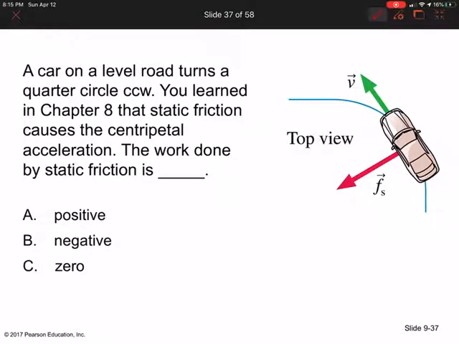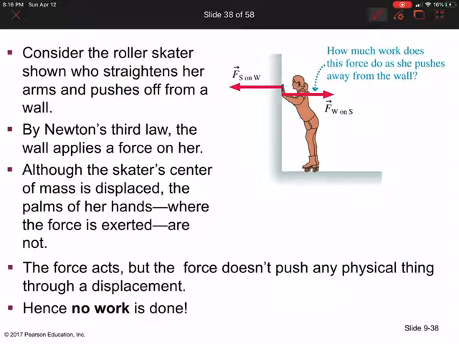So on this one, this is saying that a car on a level road turns a quarter circle counterclockwise. And this is saying something that you learned in chapter 8, which we didn't do. So this is talking about the static friction causes the centripetal acceleration. So the work done by static friction, but just really don't need to even go to that chapter, because if it's making this 90 degrees here, then you've got this force, and it's at this displacement that's tangent. So it ends up being the zero work.